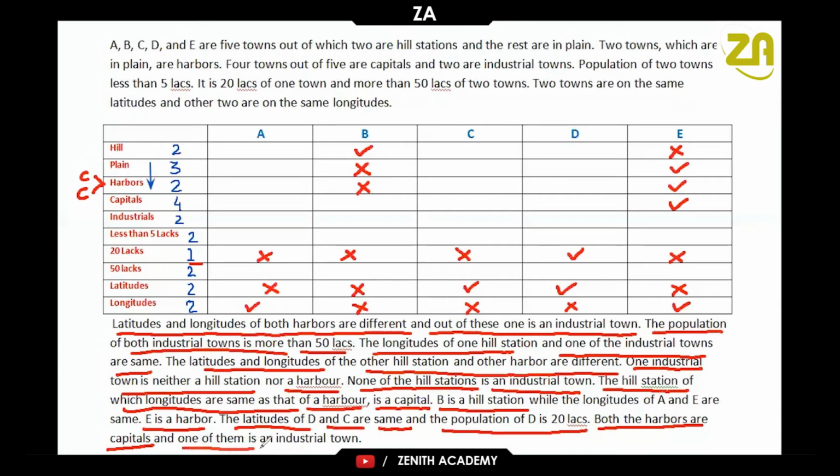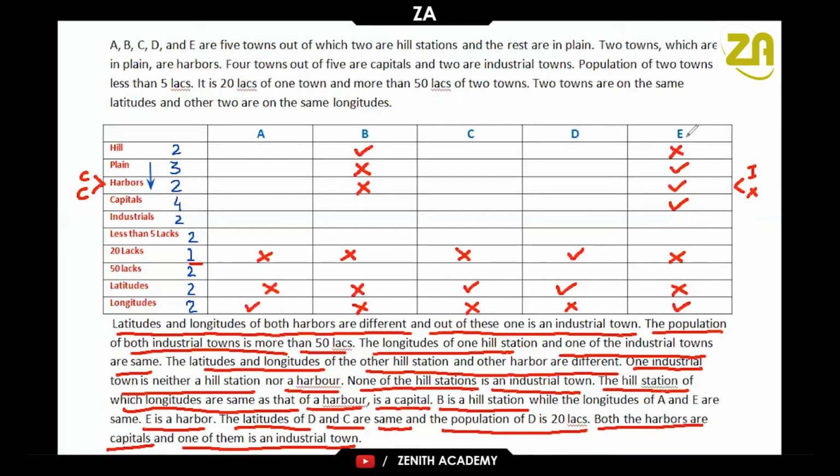One of them is an industrial town. This point is to be noted. Both the harbors are capital, and one is industrial. Only one is industrial. Correct. So somewhat it is also indirect information. Both the harbors are capital.